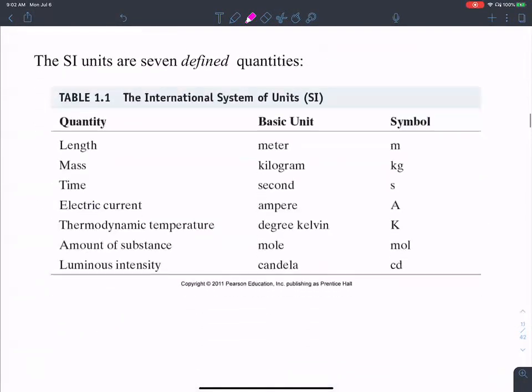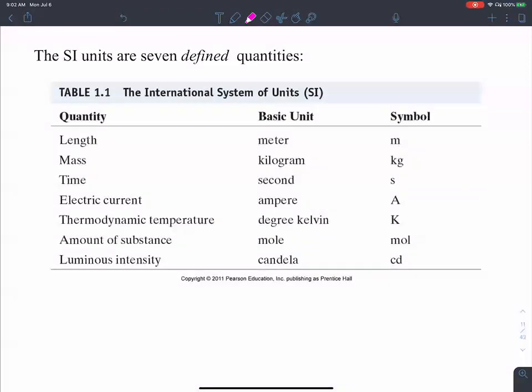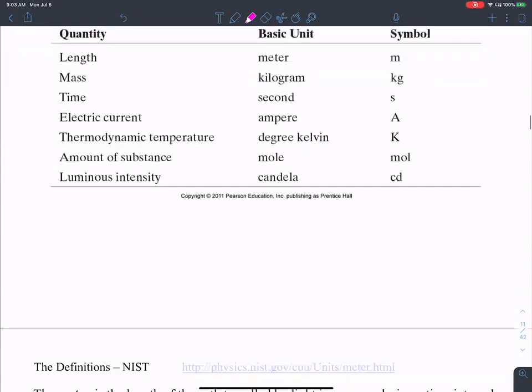In that spirit, we have to define standard units that we will be using throughout this course. SI units, the International System of Units. Length has units of meters, mass has units of kilogram, and these are topics that you're very familiar with. Time has units of second. Current has units of amperes. Temperature in Kelvin, amount of substance in mole, and luminous intensity in candela. These are called the fundamental units.